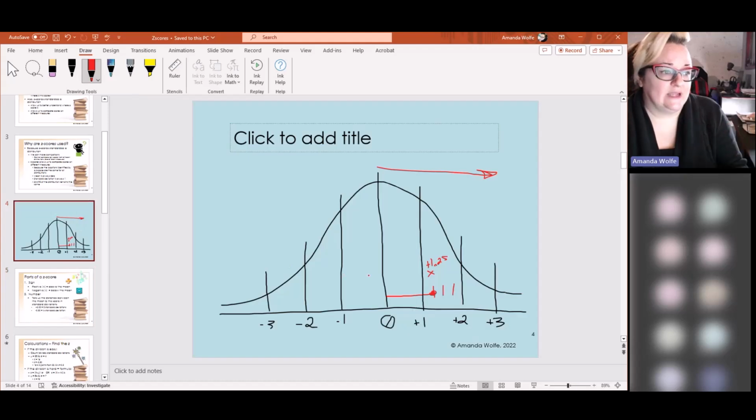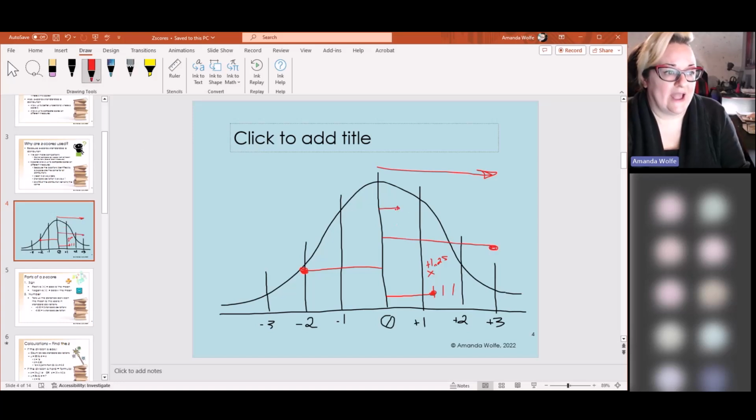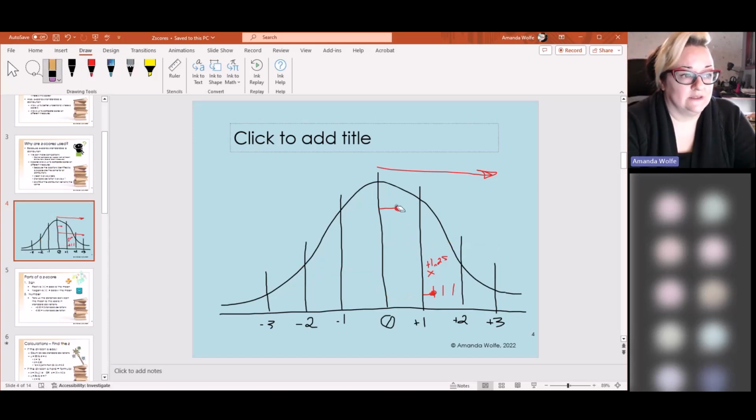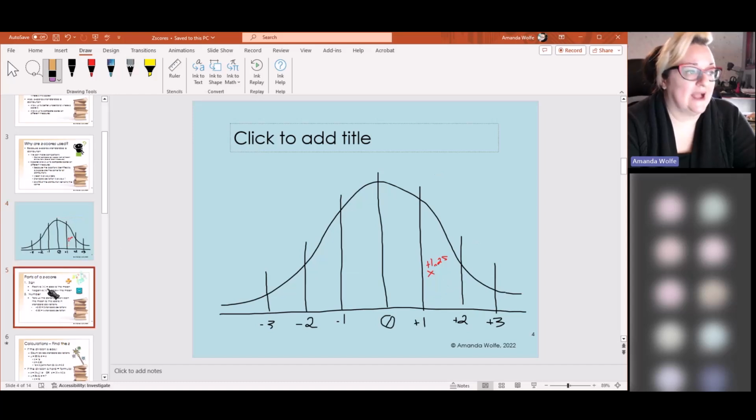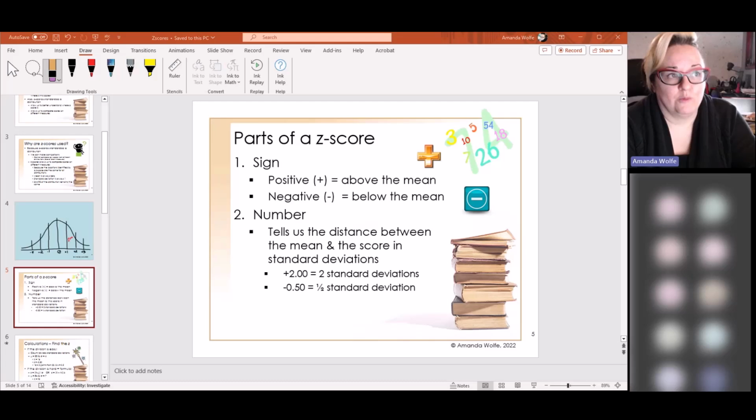If I said it was -2, I would know that it is 2 standard deviations below the average. If I said it was +3, it's 3 above the average. Positive, let's say 0.5, then it's just half a standard deviation above the average. The sign tells us the direction, above and below, and the number tells us how much, how far away.